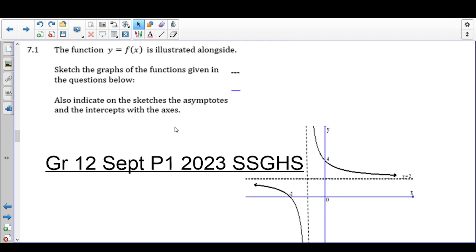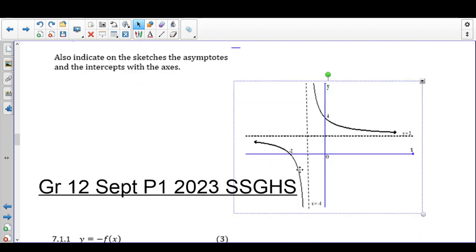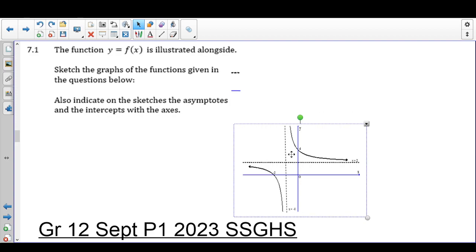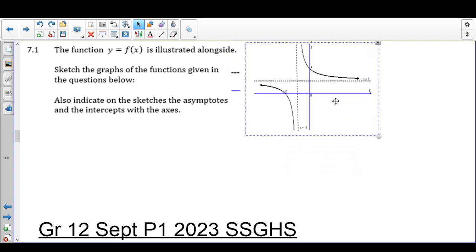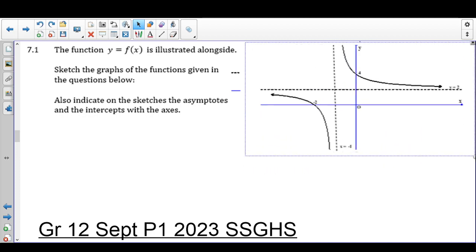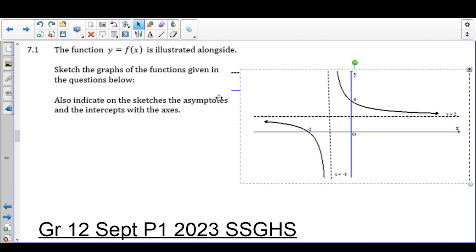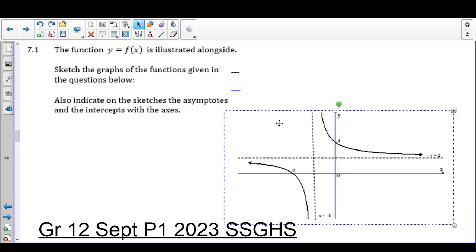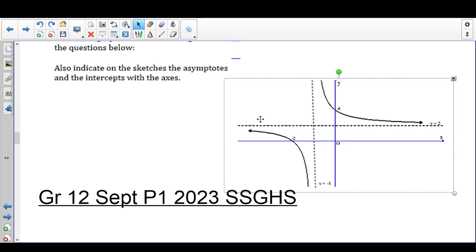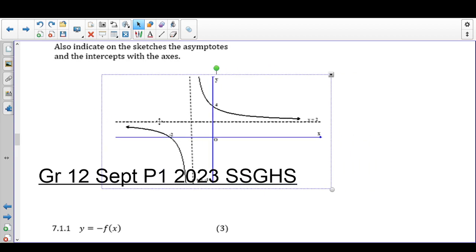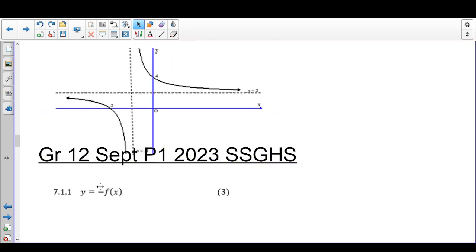Right, people. Question 7.1. The function y is equal to f of x is illustrated alongside. Sketch a graph of the functions given in the questions below. Also indicate on the sketch the asymptotes and the intercepts of the axis. Let's look at the first one.